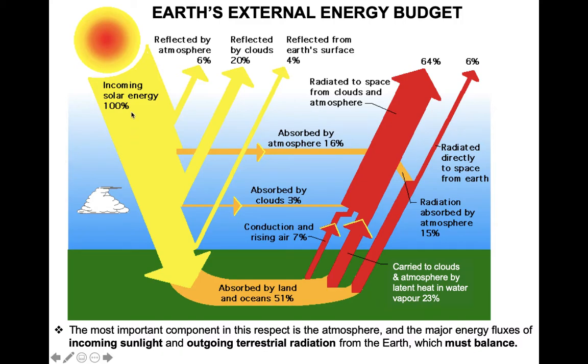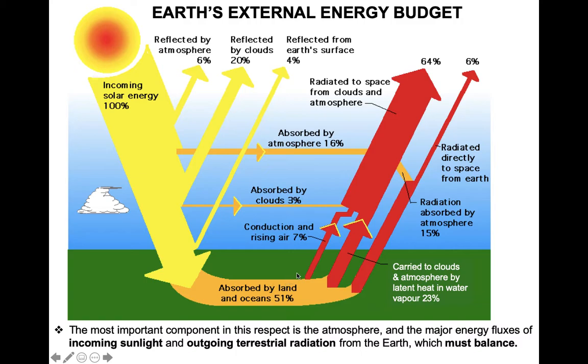So if you look at this diagram, you're going to see the incoming solar energy, 100%. Part of that is reflected back to the atmosphere. Part of it is reflected by those puffy white clouds, and some of the solar energy is reflected directly back from the Earth's surface. But take a look at this. Nearly 50% of the solar energy is absorbed by land and the oceans.